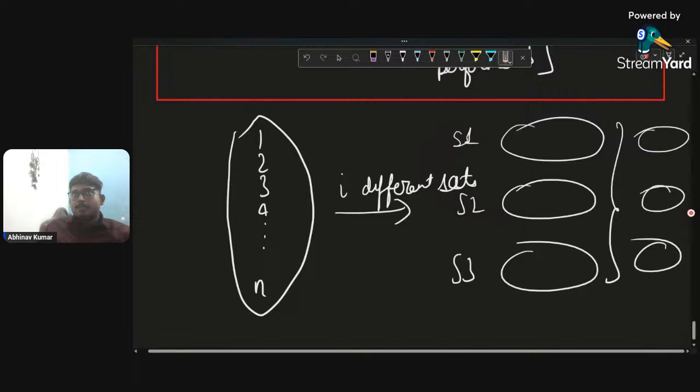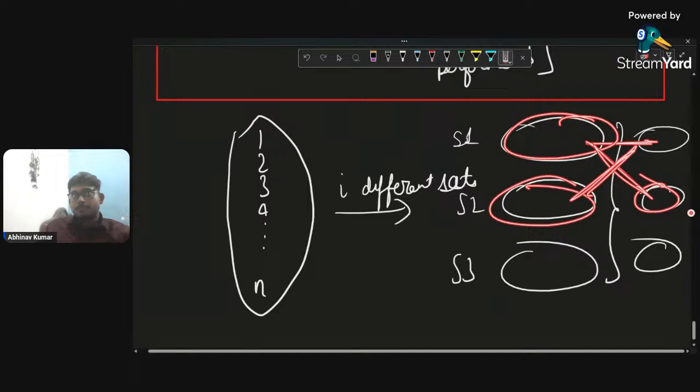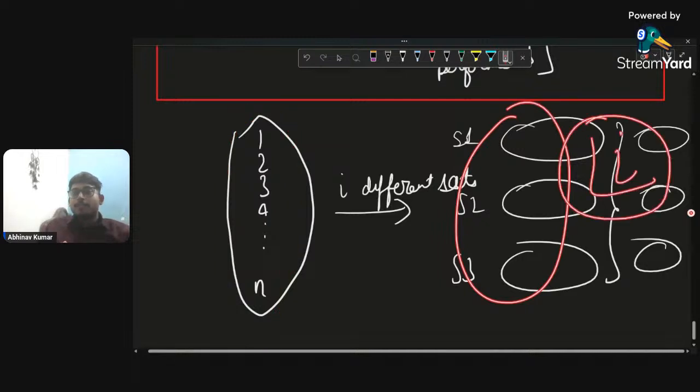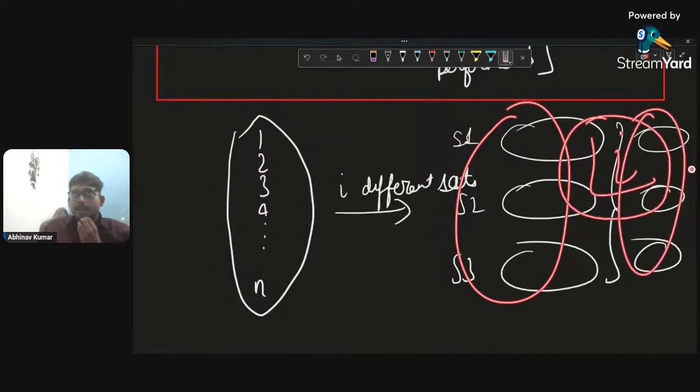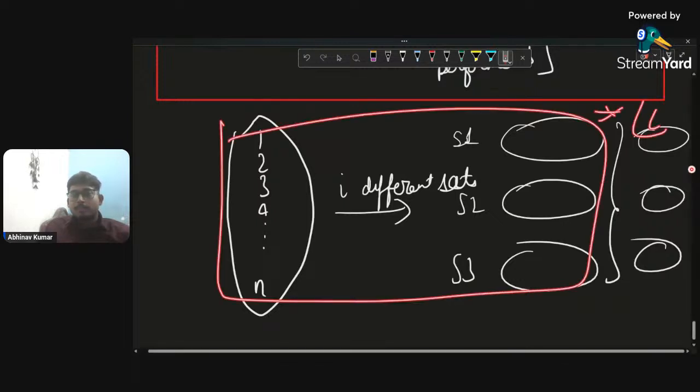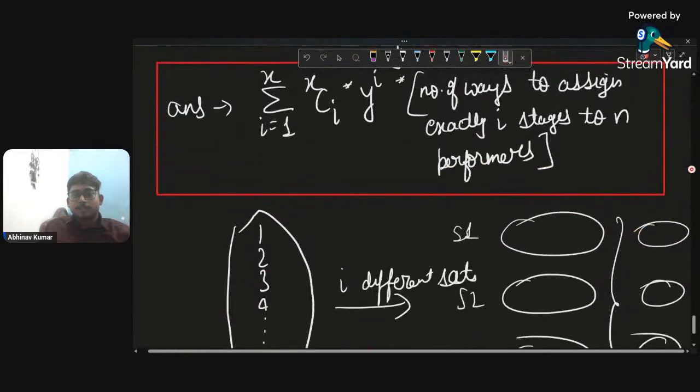Stage number 1 and stage number 2 are distinct. If the first group of people is performing on stage number 1 and the second group on stage number 2, that is different from the first group performing on stage number 2 and the second group performing on stage number 1. So that you have to keep in mind. When we divide these n people into I different sets, after that we need to multiply by factorial I to assign them to the I different stages. So computing this multiplied by factorial I would give me the answer.